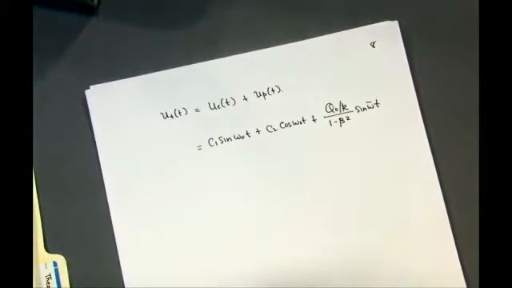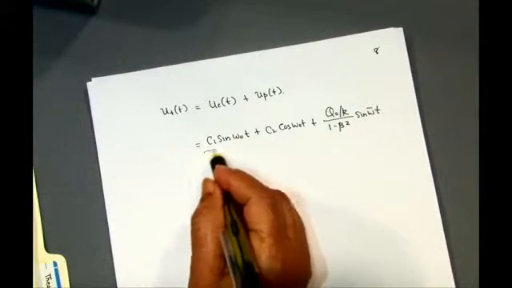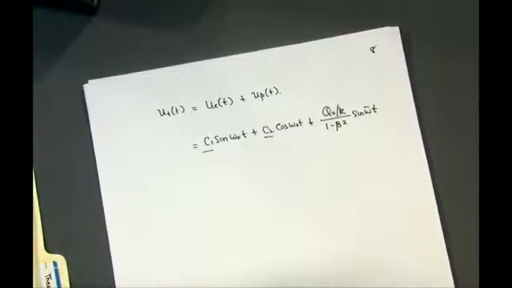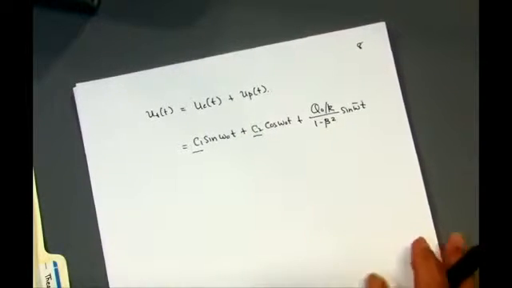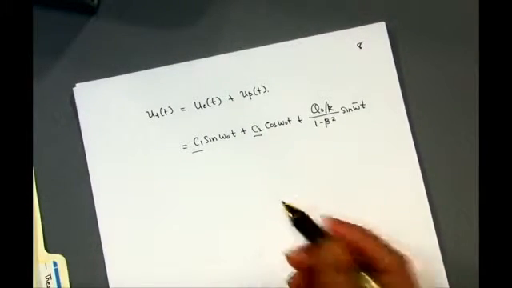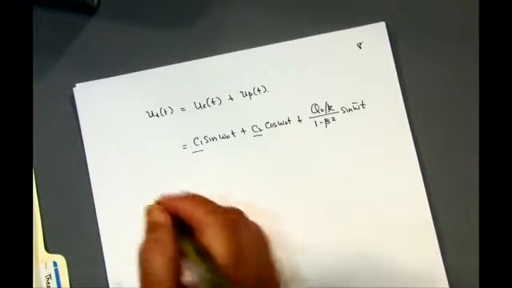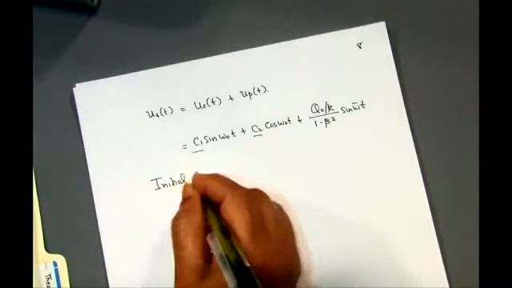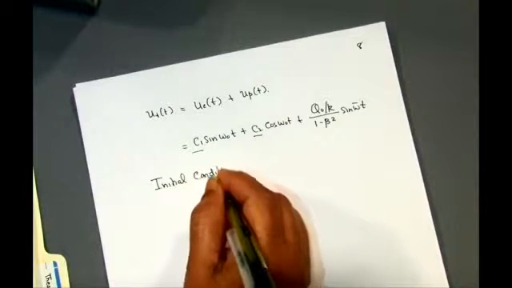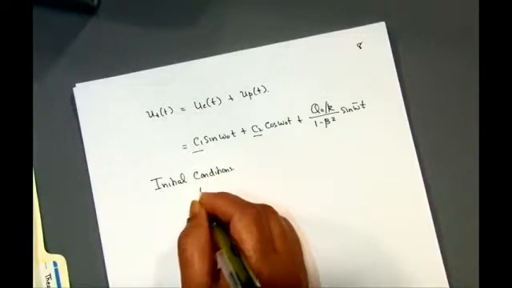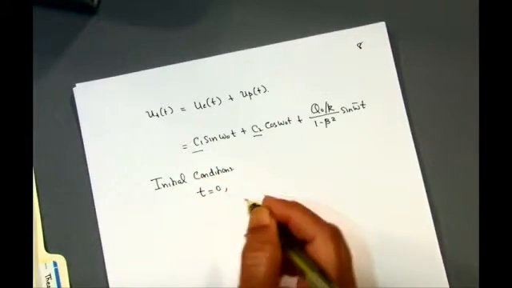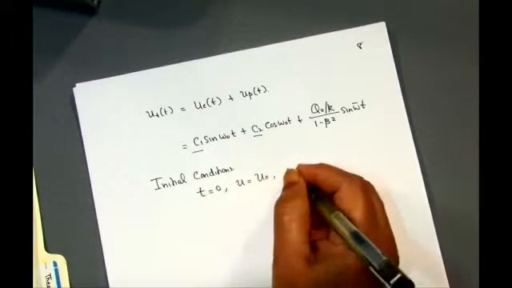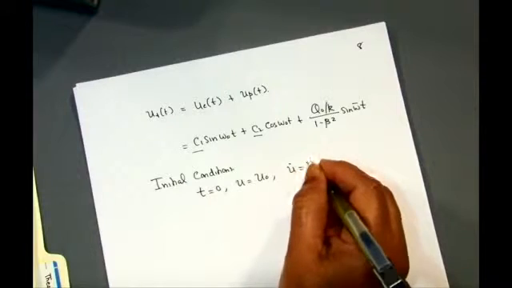Okay. Now, there are two unknowns here, C1 and C2, and as we did in the previous cases, we need to find the values of those from the initial conditions. So, let us assume what the initial conditions can be: that when time t is equal to 0, then displacement is u 0 and velocity is u 0 dot.